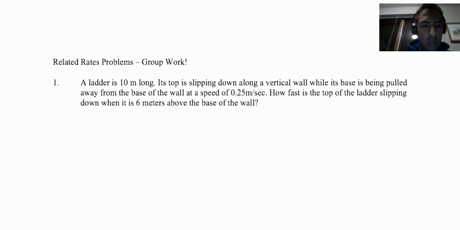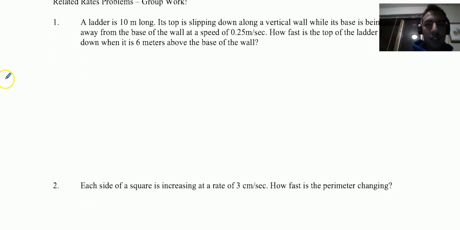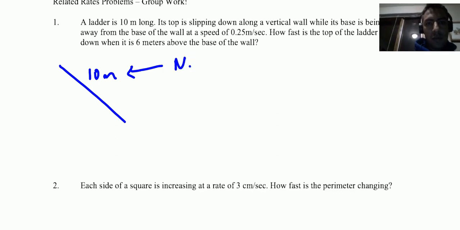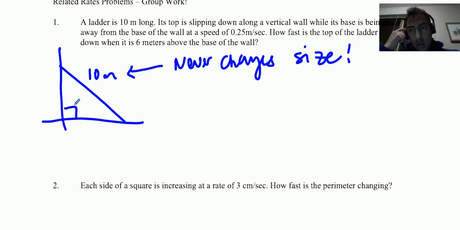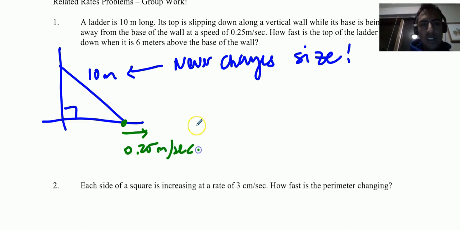Here we go. A ladder is 10 meters long. Classic ladder problem. So here's a ladder, 10 meters. The ladder never changes size. That's really important. Its top is slipping down a vertical wall because it always is slipping for some reason, while its base is being pulled away from the base of the wall at a speed of 0.25 meters per second. So the base right here is being pulled in this direction at 0.25 meters per second.